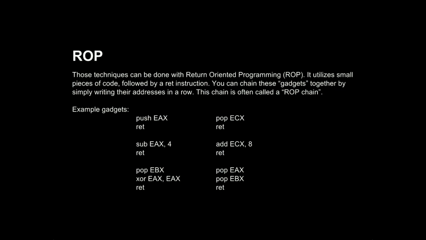And what's great about these is that they don't really take any arguments. Often you can use ones that operate mainly on registers. So you can basically just write a bunch of return addresses in a row, because all a ret does is basically pop EIP. So it just takes whatever's on top of the stack, sticks it in the instruction pointer, and continues executing.